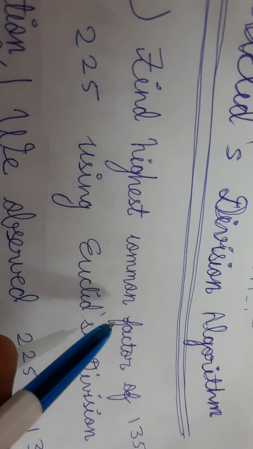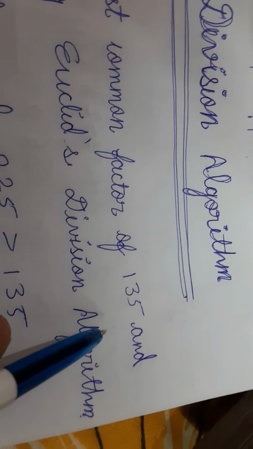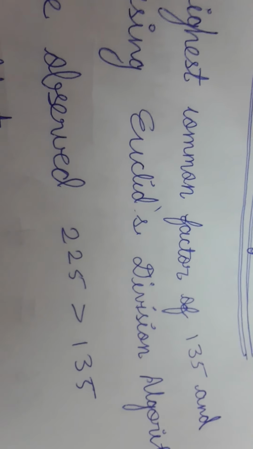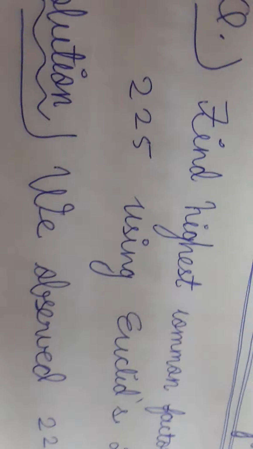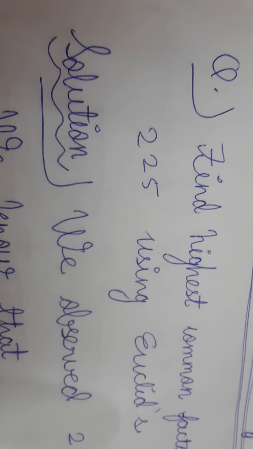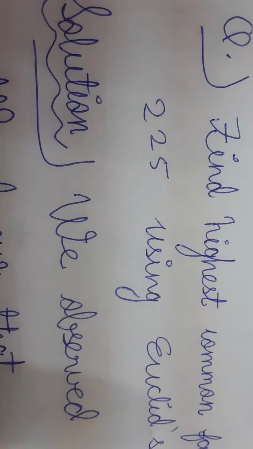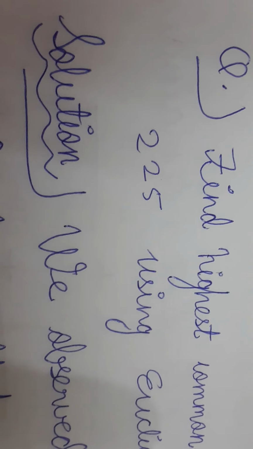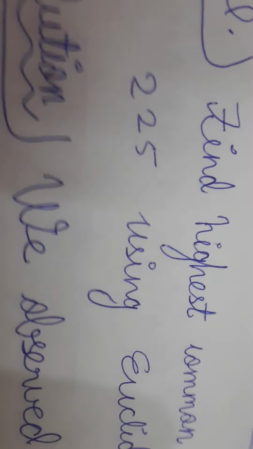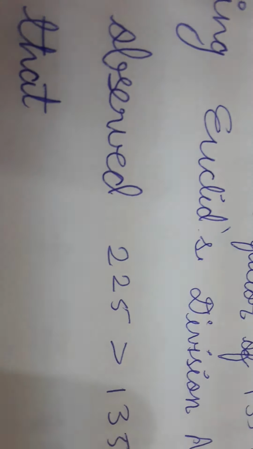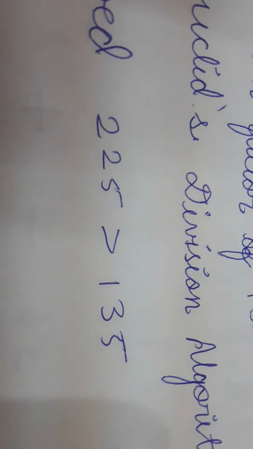The first question: find the highest common factor of 135 and 225 using Euclid's division algorithm. First of all, we start the procedure, and for these two numbers we have to determine which number is less and which number is greater. That means we need to compare these two numbers. So we observed 225 is greater than 135.